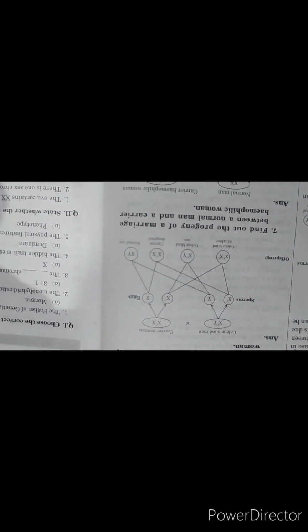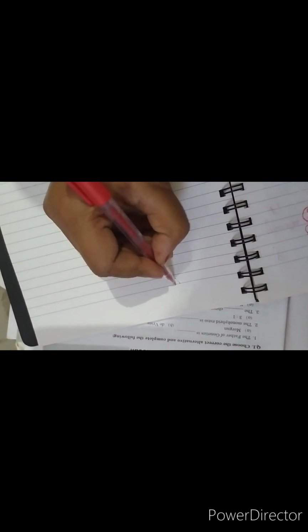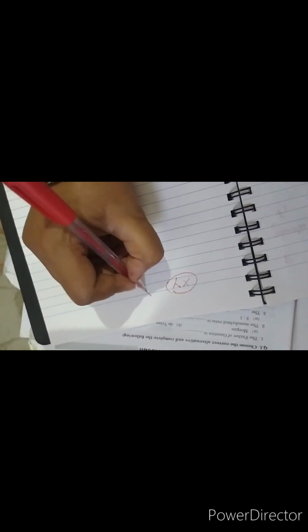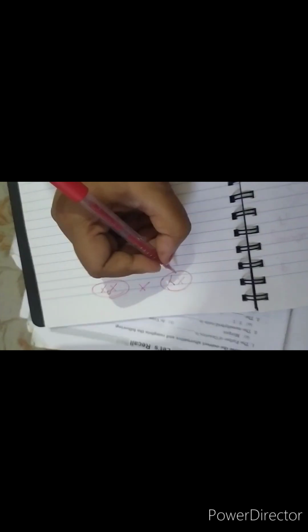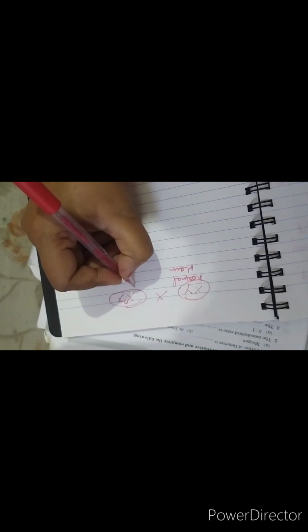Now let's see one of the sex determination crosses, how you will have to answer. Let's see, this is one of the questions. Find out the progeny of a marriage between a normal man and a carrier hemophilic woman. Now we will take a normal man and a carrier hemophilic woman. For a normal man, we take XY, as we have already read, and for a carrier hemophilic woman we will take X^h X, that is a carrier woman. This is the normal man, and this is the carrier hemophilic woman.